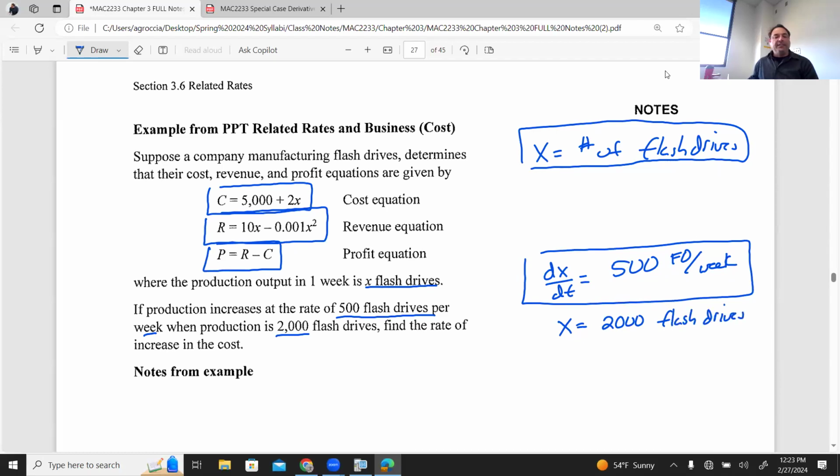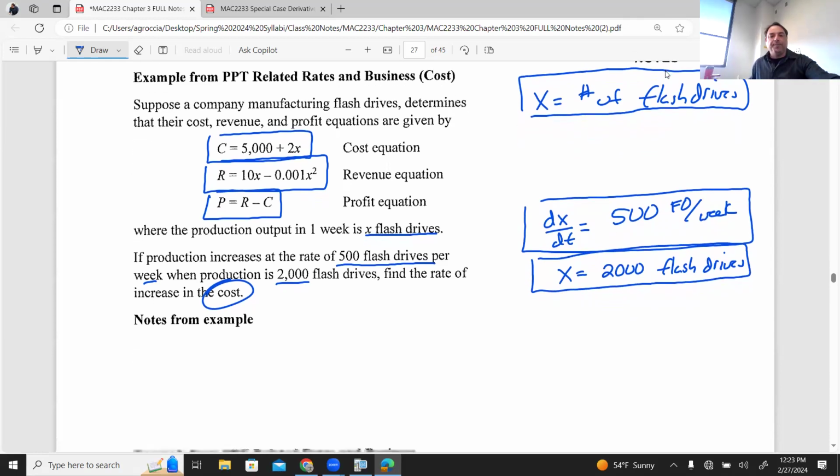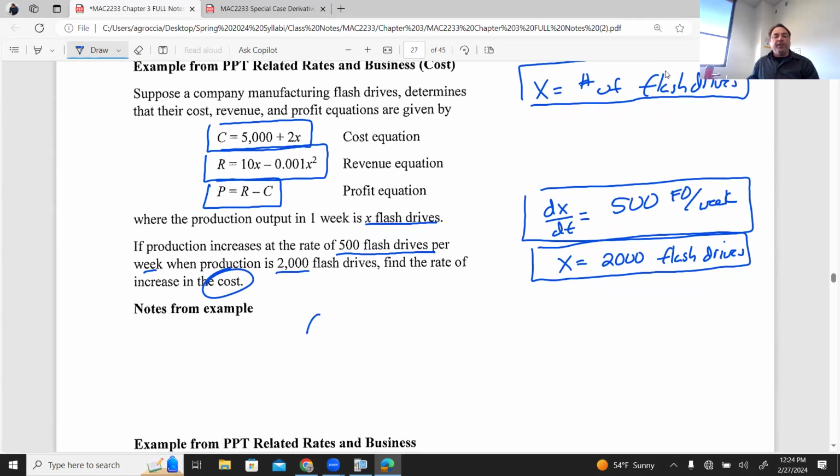Now, in this case, we're talking about cost. And I want to know how the cost is changing. So you start with the cost equation, 5,000 plus 2x. Now, that is a great equation if I want cost. But what do I want to know? I don't want cost. I want the rate of change of cost. So I have a rate of change. I have x, but this is plain old cost. So this is where it gets a little weird.